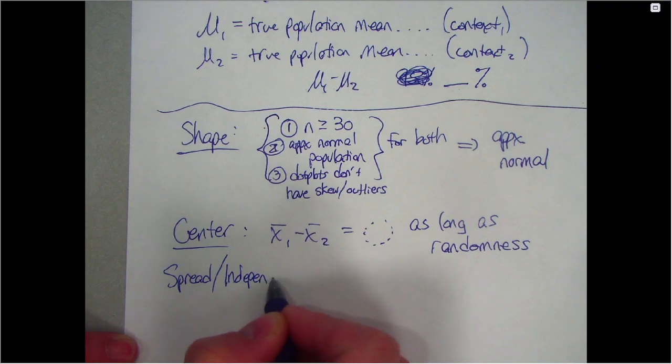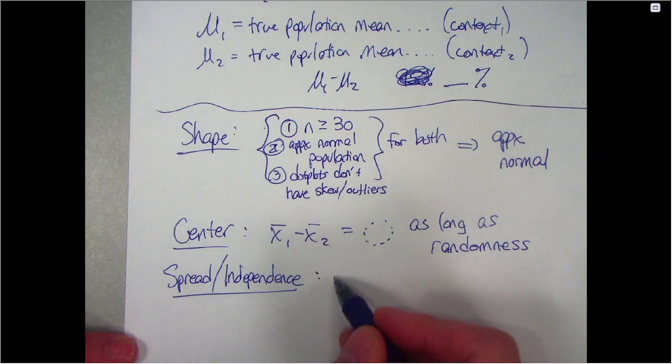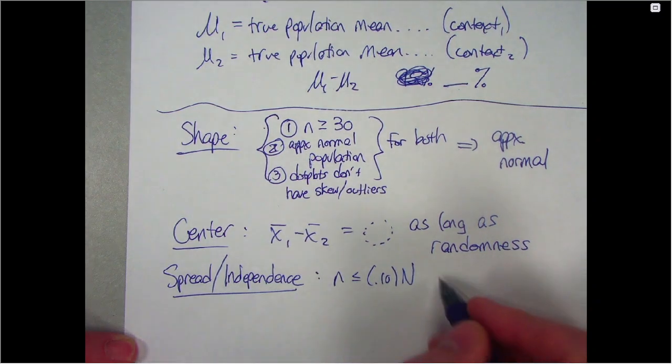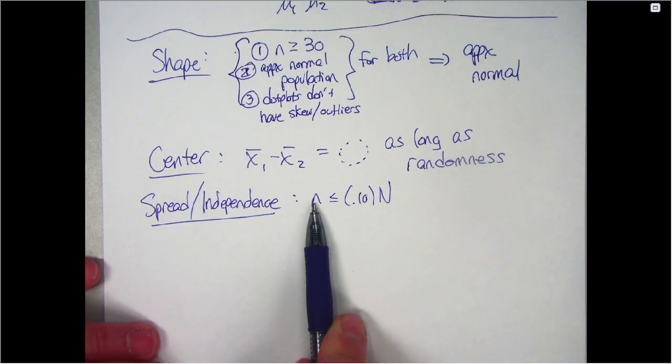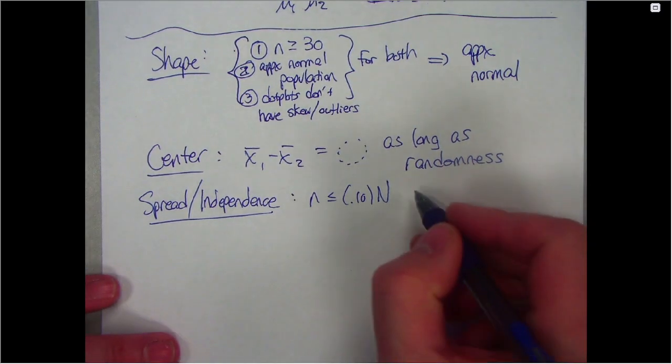And then spread and independence. You want little n is less than or equal to capital N. That's supposed to represent that little n is the sample. Samples are smaller. Capital N is the big picture for both.